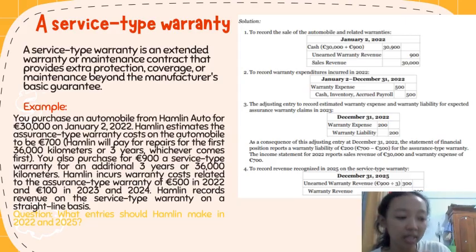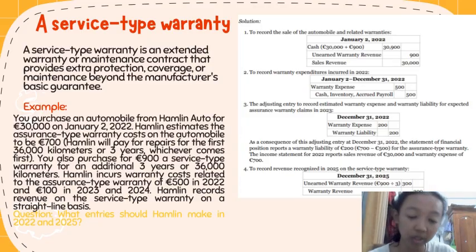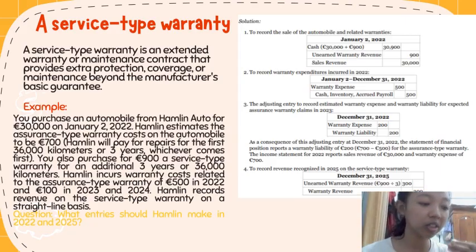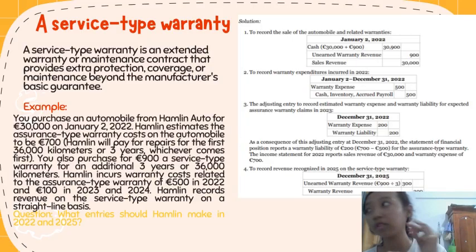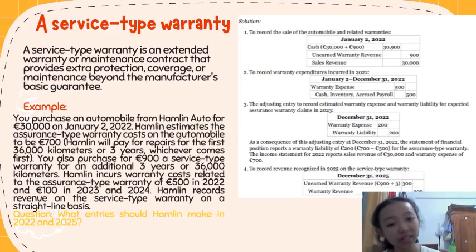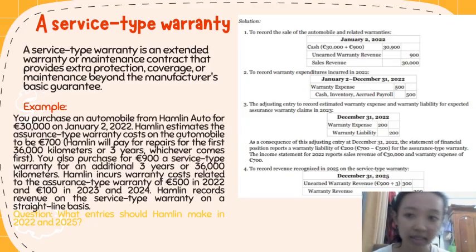So in the debit side, we have unearned warranty revenue for 300. Meanwhile, in the credit side, we have the warranty revenue for the same amount, which is 300. The unearned warranty revenue amount of 300 comes from 900 divided by 3. So 900 is the service type warranty amount that the customer already purchased.